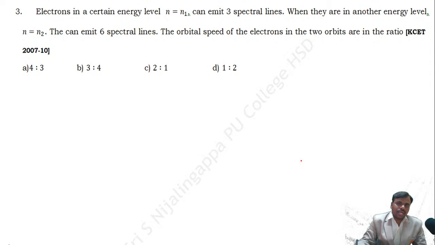That means here we have to calculate the ratio of the orbital speed or orbital velocity of the electron in these two orbits. Here we don't know the n1 and n2 values. That means they are not given the specific values of n1 and n2. First we have to find the n1 and n2 values by using the relation for how many spectral lines are emitted in the given transition. We know the maximum transitions or maximum spectral lines emitted is, write down the solution.